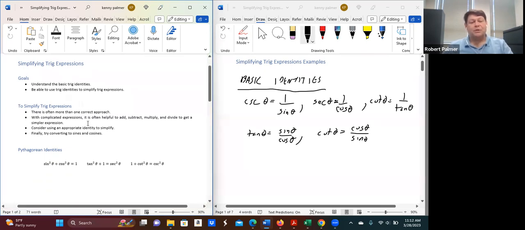If you have a complicated expression, it's often helpful to add, subtract, multiply, or divide. Sometimes you get a simpler expression. We can also factor to get a simpler expression. And we'll see some examples of that.